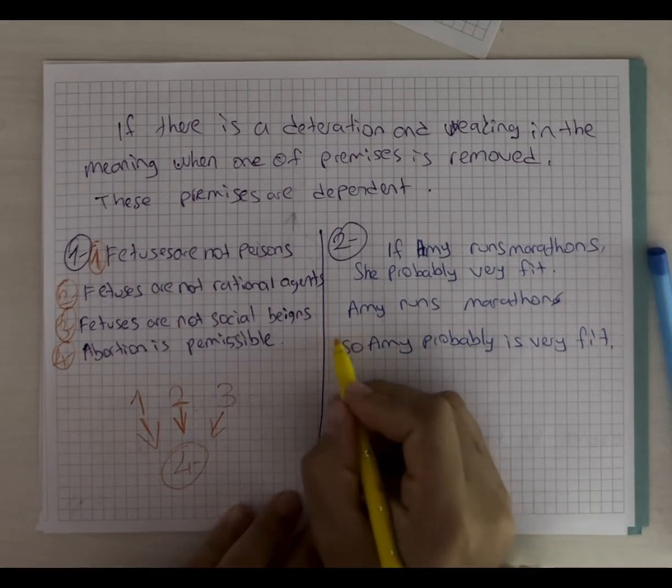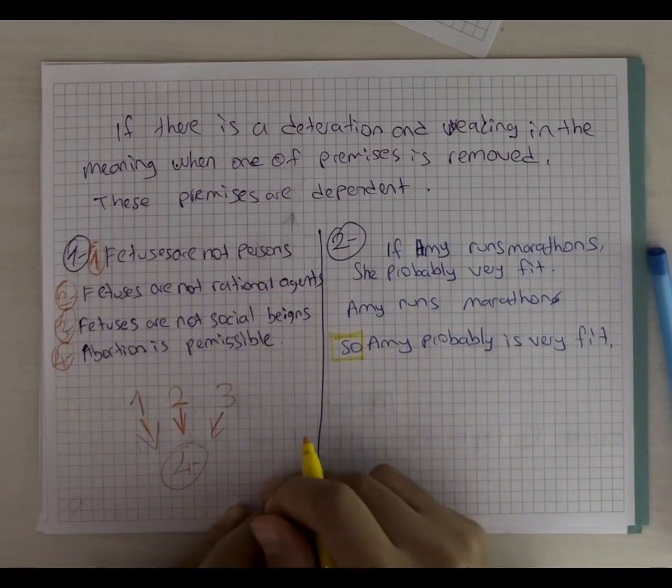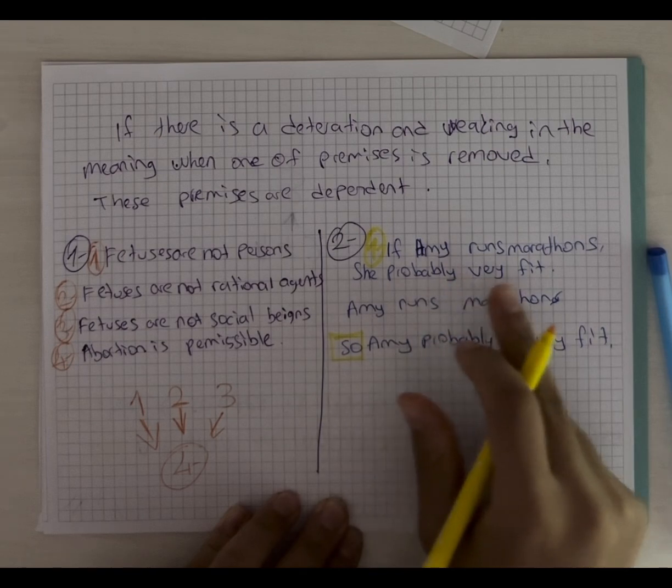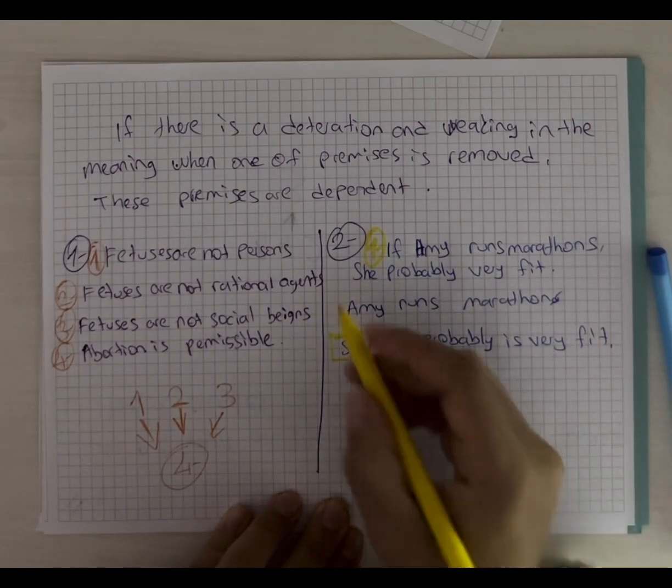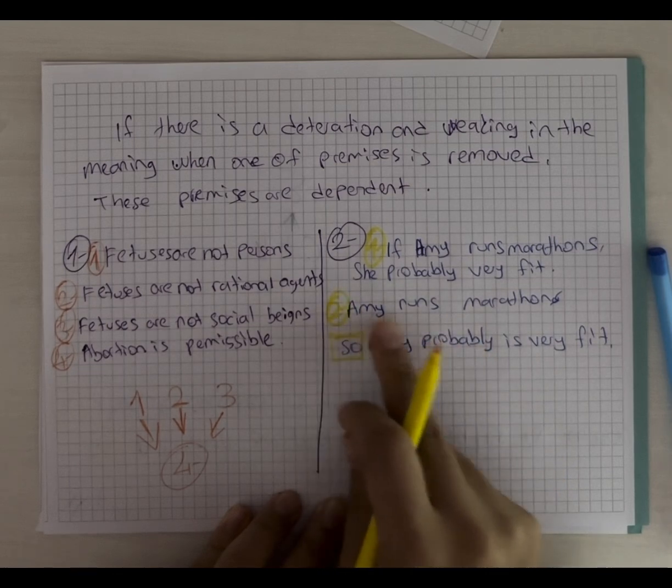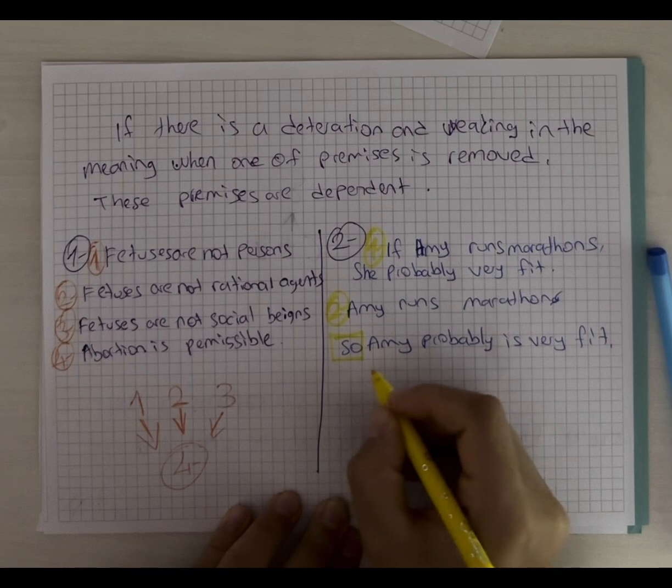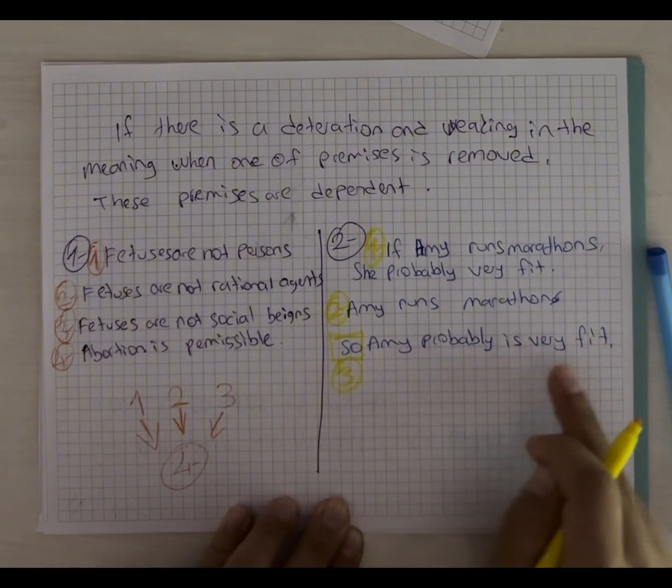And the other example. Firstly, find the indicator, so, and give numbers. First statement is if Amy runs marathons, she is probably very fit. And second one, Amy runs marathons. And last one is this, Amy is probably very fit.